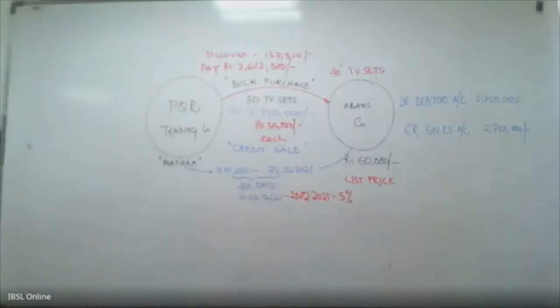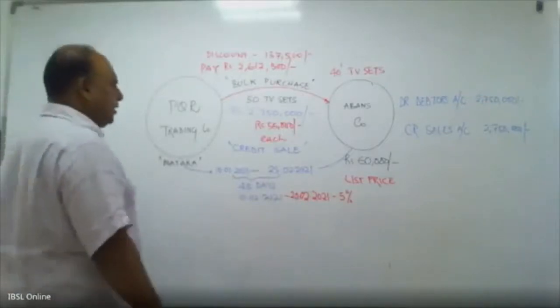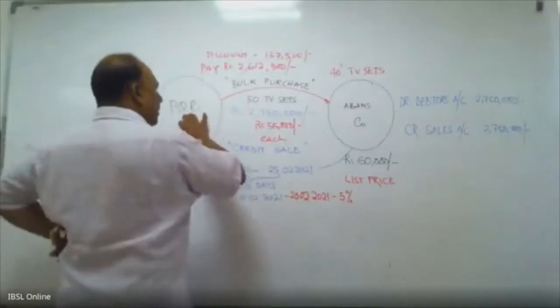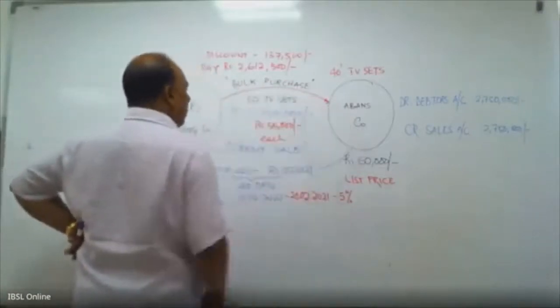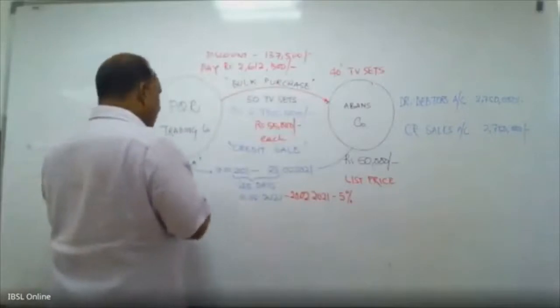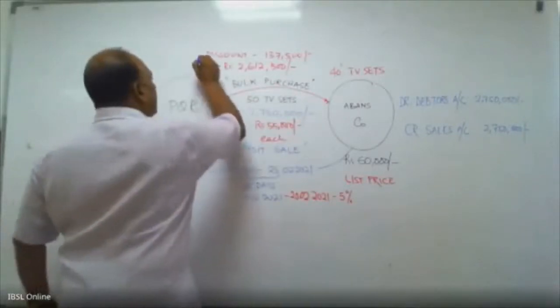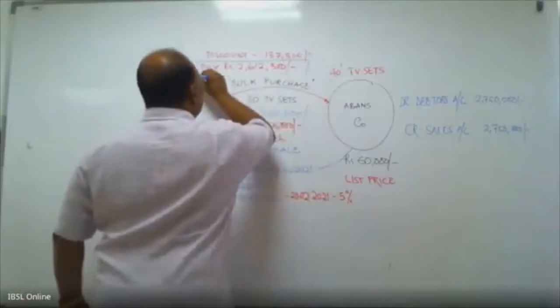Let's assume on the 20th or maybe on the 19th, PQR Trading Company settles this amount. What is the amount now? It will be 2,612,500.